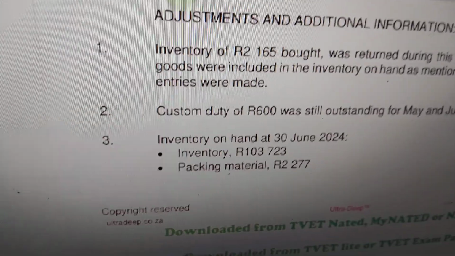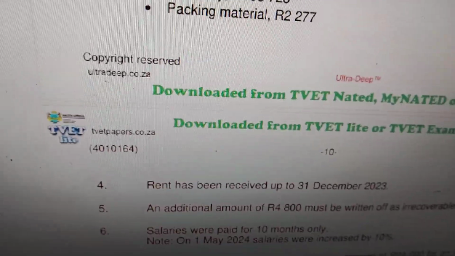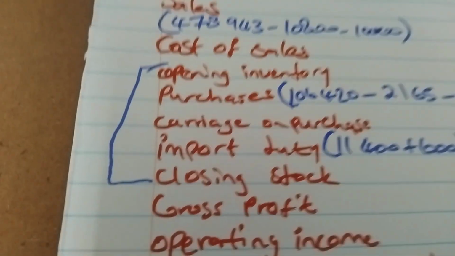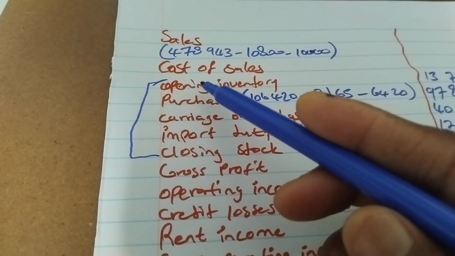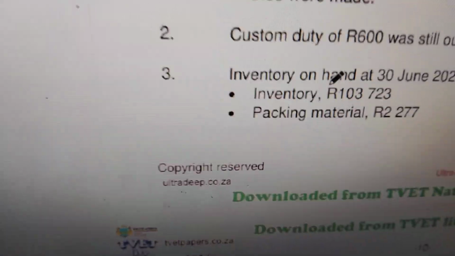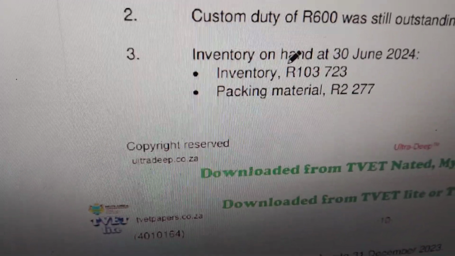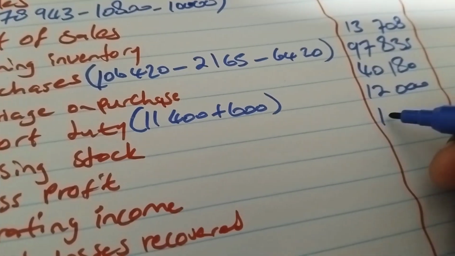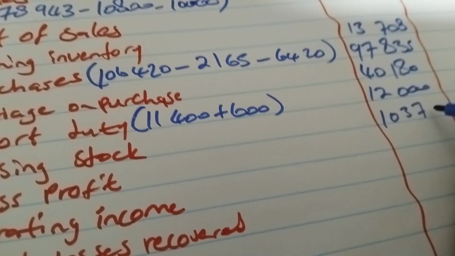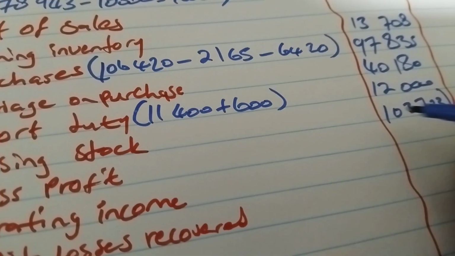Then let's move to the closing stock. The closing stock is given. You're going to the closing stock, right? This is the format. I told you from here to here. We take the closing stock, which is 103,723. We write it down. It must be in the bracket.